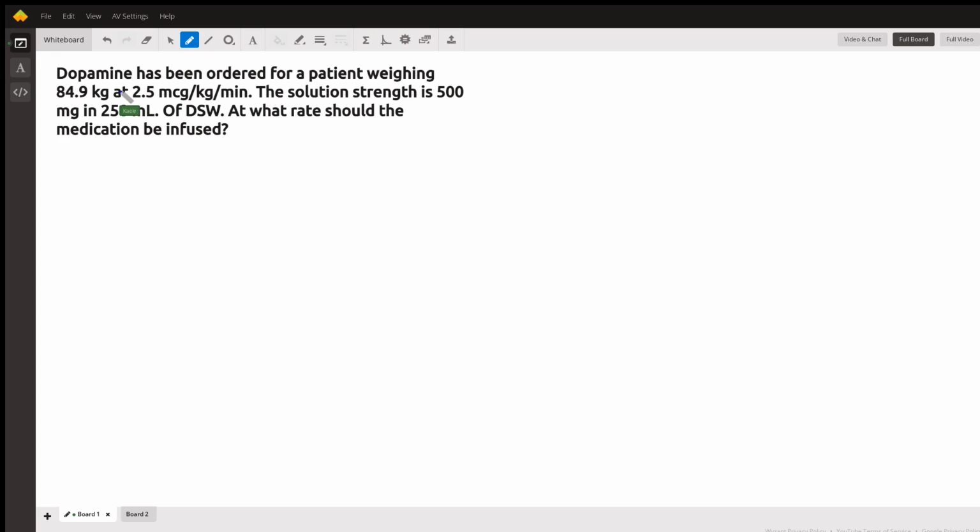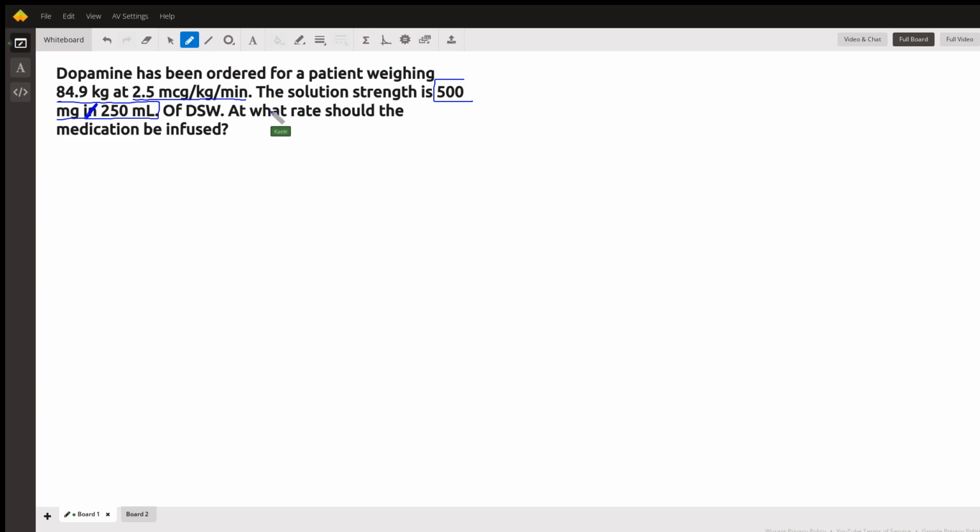As we look at this question, we see that dopamine has been ordered. This is the doctor's order right here, and that's always really important. We have the patient's weight, and we have a supply. A lot of times I will box these because our supply can always be used as a fraction. We can put 500 milligrams on the top and 250 mils on the bottom, or we can switch them upside down depending on what we need.